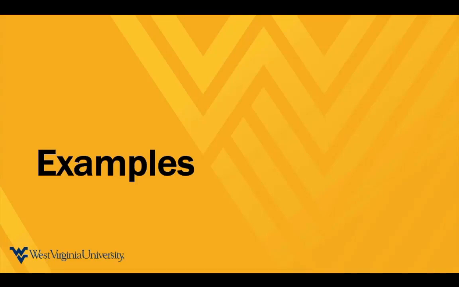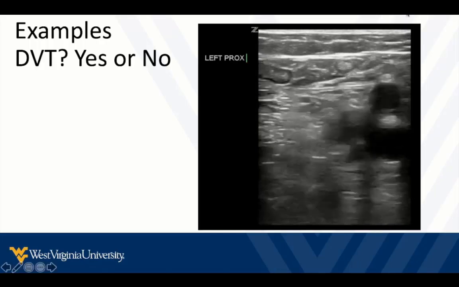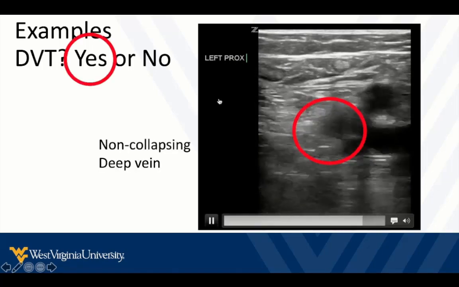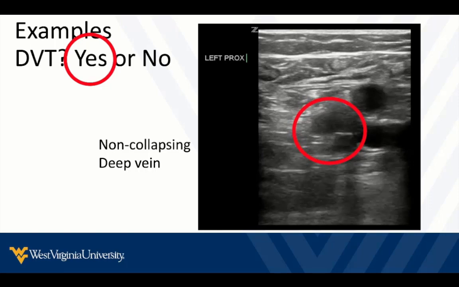All right, let's look at a few examples. Here's a little movie where we're collapsing. Looks like this is the artery here. Looks like someone's left femoral, possibly. Right here, we see the vein. It's not collapsing. We're applying a fair amount of pressure.